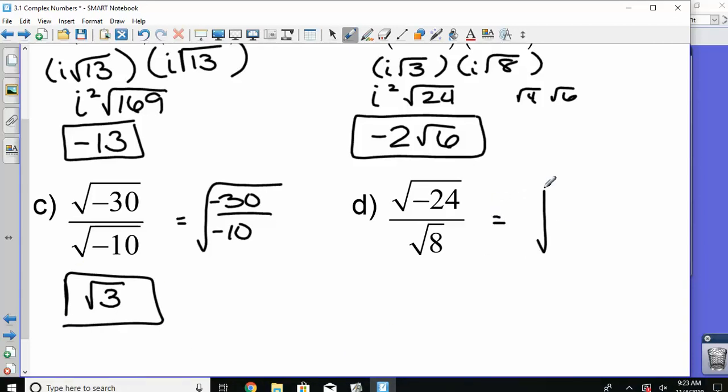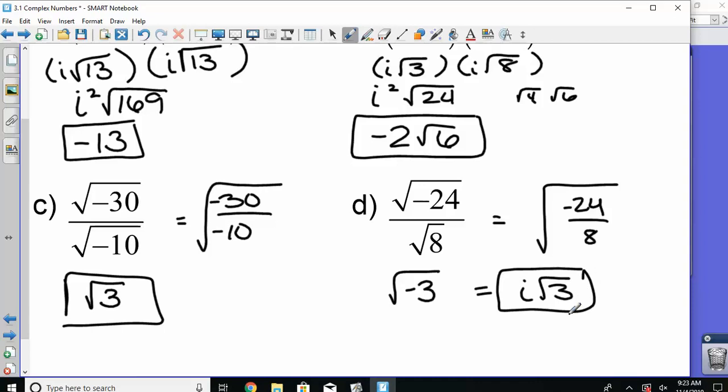And D, you get the square root of negative 3, which would turn into i radical 3. Any issues with those?